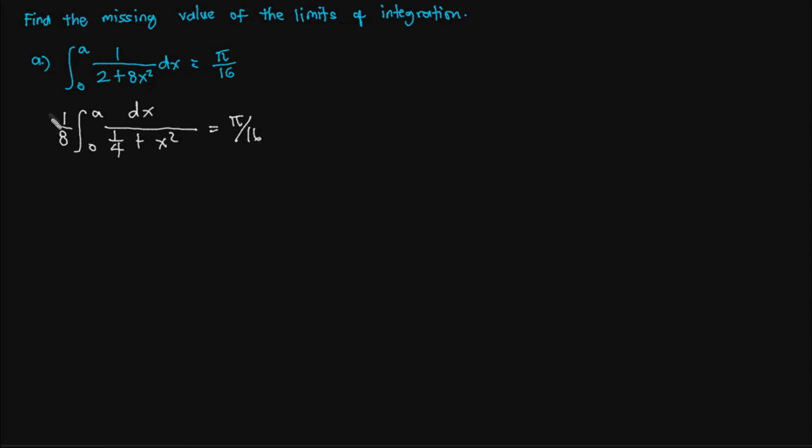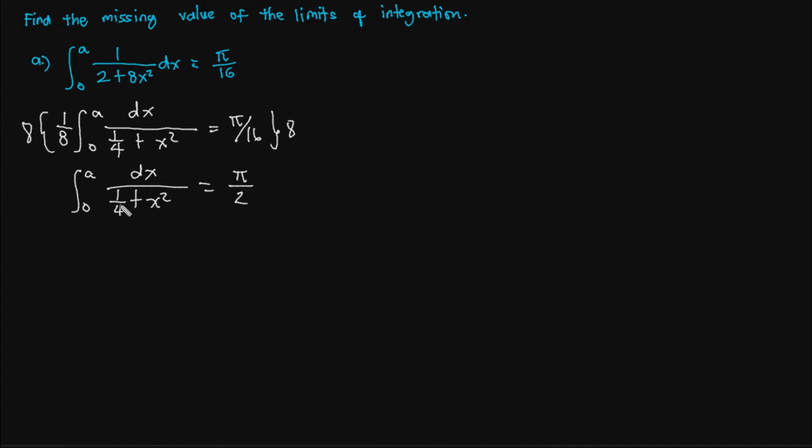Now we can multiply both sides by 8 so that we can remove the constant in this term. We can perform this operation because we have a certain value here. If we don't have any value here, for example if it were absent and we just needed to find the exact value, we can't do that. So remember that. With this, we can say that this is 0 to a dx, and then we have 1/4 plus x squared, and this is equal to pi over 2.